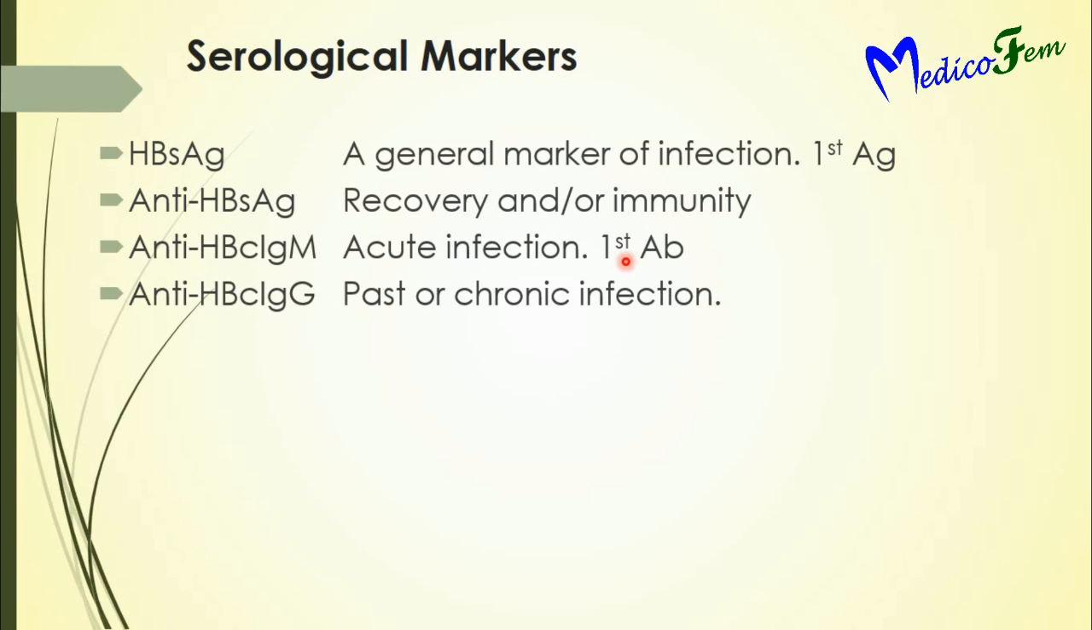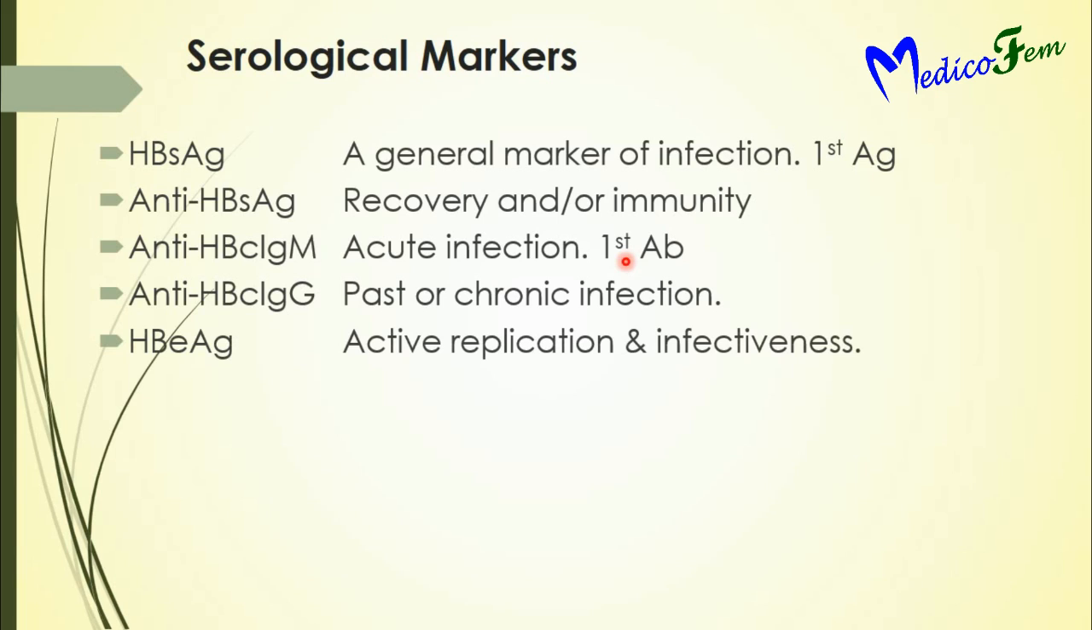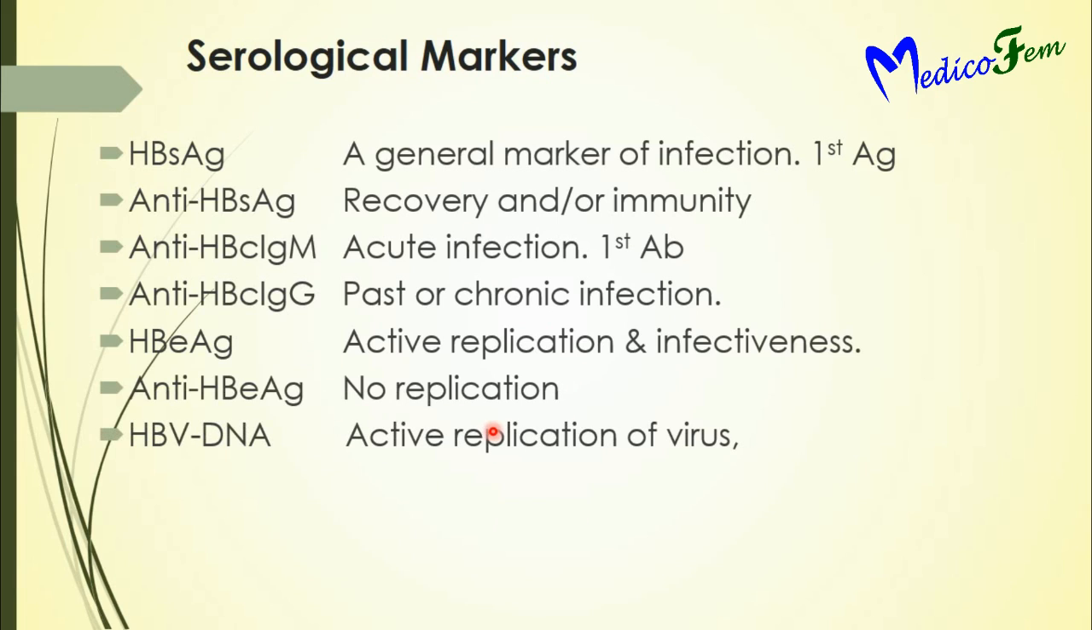The other is IgG anti-HBC antibody. It indicates past or chronic infection. The other antigen is E antigen. It indicates active replication of virus and high infectivity of the patient. Antibody against E antigen indicates no replication and recovery.